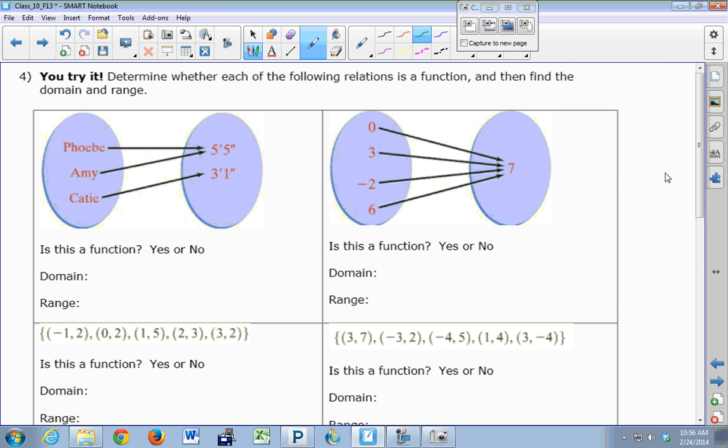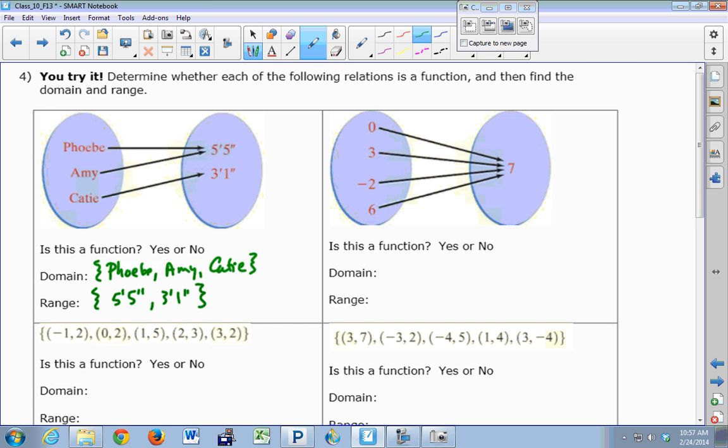So let's do this first one together, and then you can try the other three. Let's take a look at this first picture here. We've got three people, Phoebe, Amy, and Katie. That's our domain. So let's write that down. A domain, remember, is a set, so you always write braces here. And you write the three inputs, Phoebe, Amy, and Katie, in any order you want. And the range is two outputs, 5 feet 5 inches and 3 feet 1 inch.